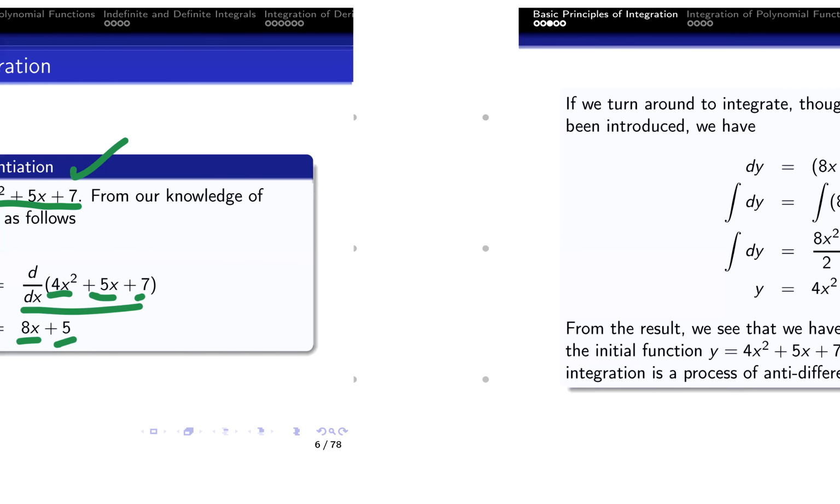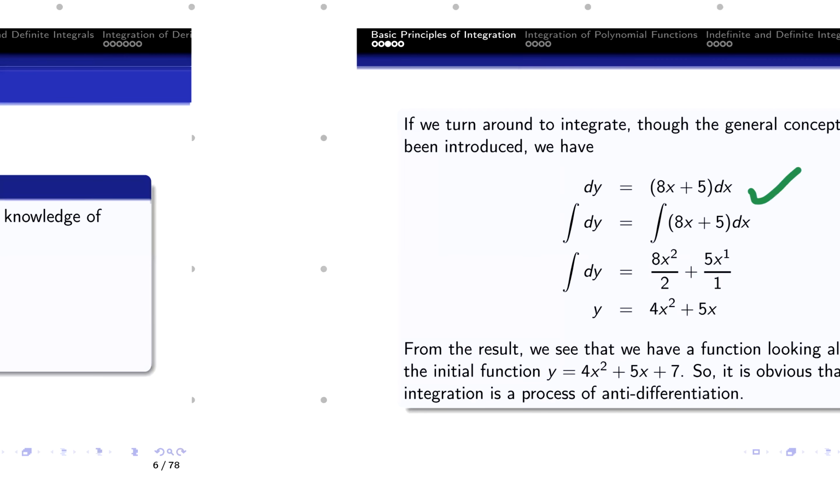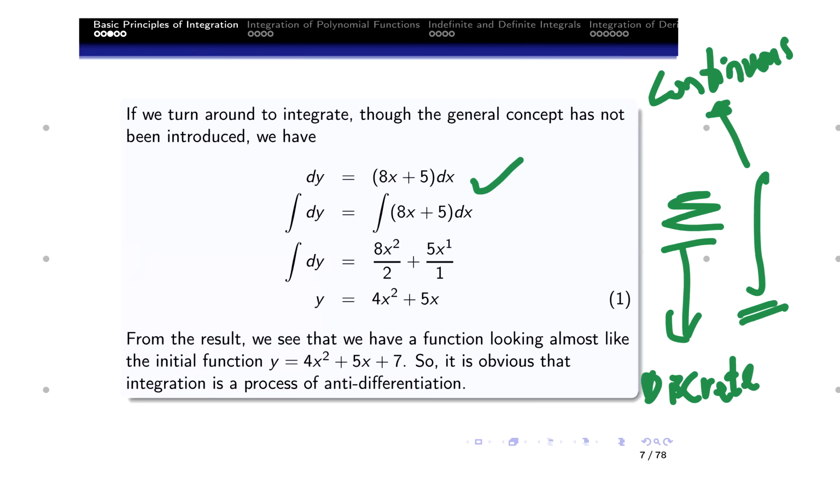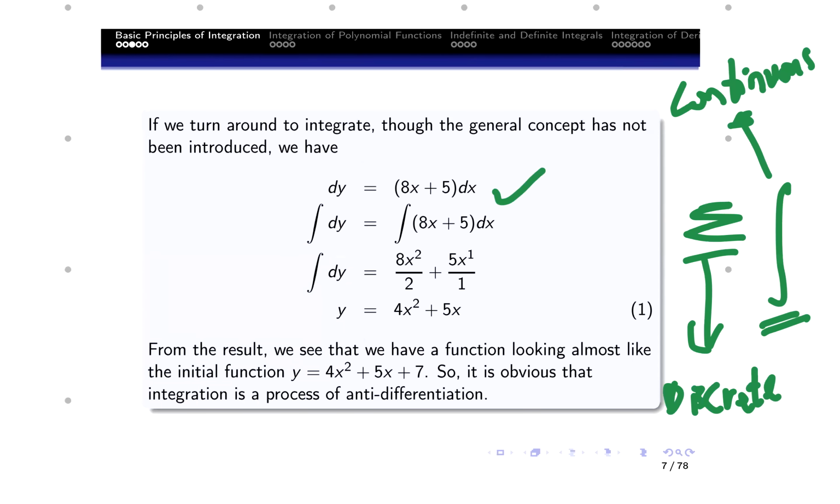So now the 7 is missing. And that is also something important to talk about. So it's like I've got the original expression back, except that 7 is missing. So from the result, we see that we have a function looking almost like the initial function, which is y equals 4x squared plus 5x plus 7. So it is obvious that integration is a process of anti-differentiation.